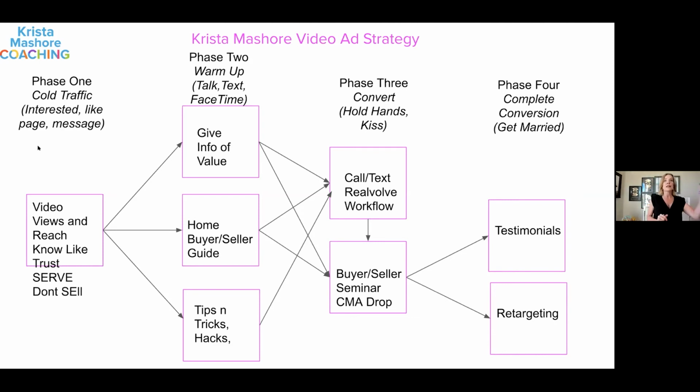Now you're going to then go to phase three when it's converting. Now they know me, they like me and trust me. I've established myself as the authority figure. I've given them a ton of value. They're watching me, they're following me. Now I'm going to convert them. I'm going to get them into my workflow. I'm going to call them, text them. I'm going to have them opt in. I'm going to have them go to my virtual online open house, right? My virtual online buyer or seller seminar. I'm going to send them a CMA. I'm going to follow that up by actually hand delivering it. And that's how I'm converting them.